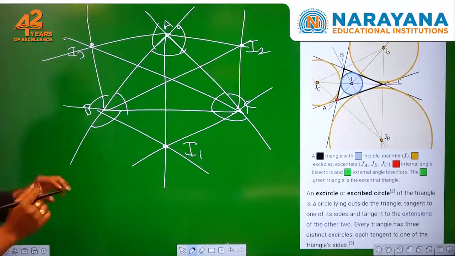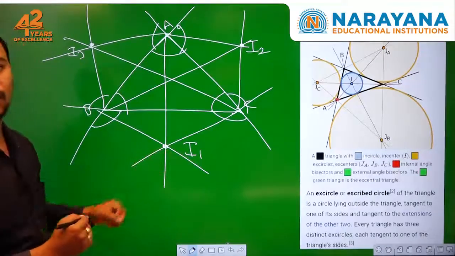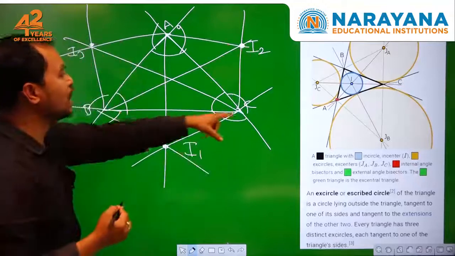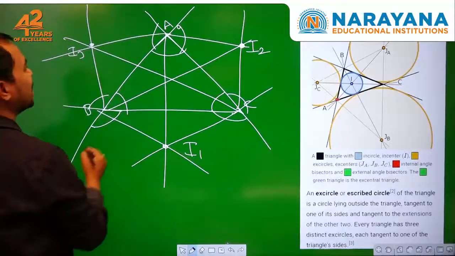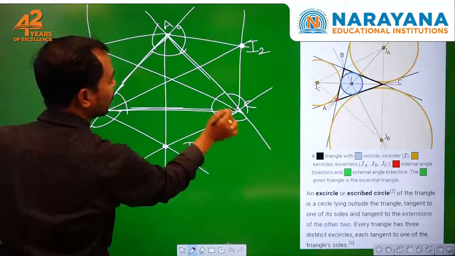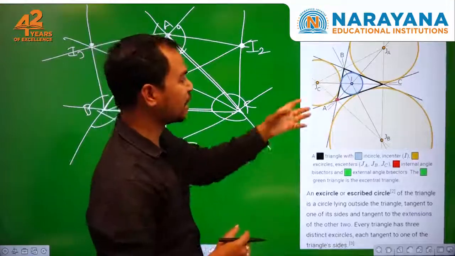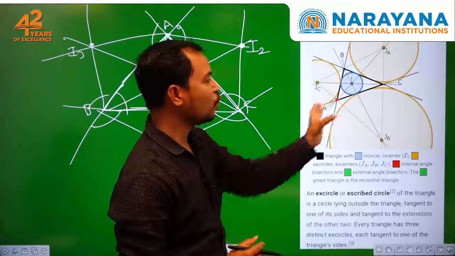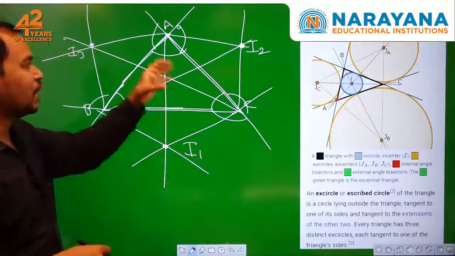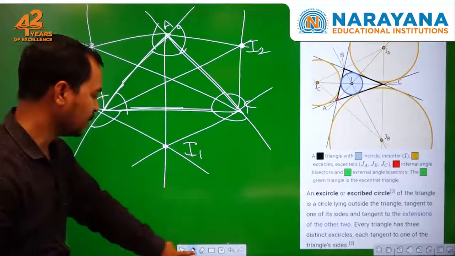Just imagine this is a rough diagram. The excenter which is opposite to A is denoted with I1. The excenter opposite to B is denoted with I2. The excenter opposite to C is denoted with I3. So the main triangle is ABC, and in the middle there is triangle ABC. There we can draw three excircles: one opposite to A, one opposite to B, one opposite to C. That is denoted with I1, I2, I3. Okay, now this is I1, I2, I3.